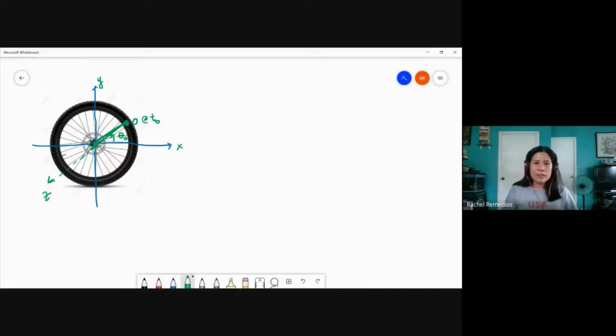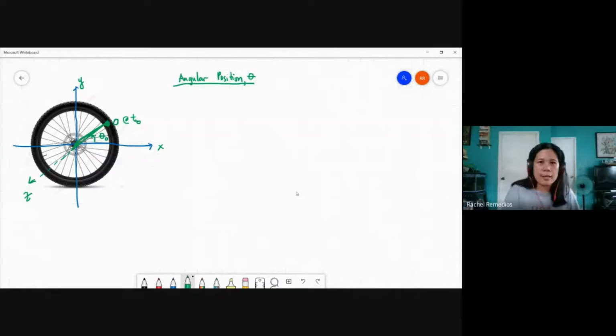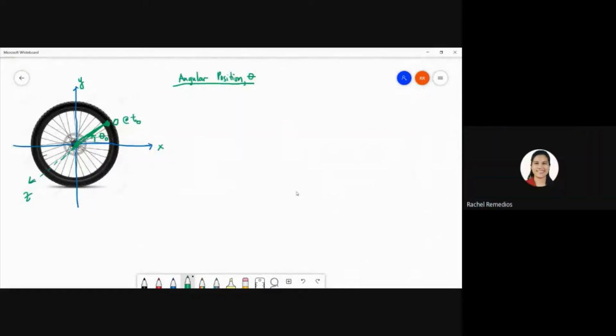So, I'm now starting kinematics. We now talk about angular position. The symbols for angular kinematics are all Greek letters, so we call this theta for angular position. From the word itself, position, it's a location with respect to a certain reference. Here, it's angular, so it's measured by angle.